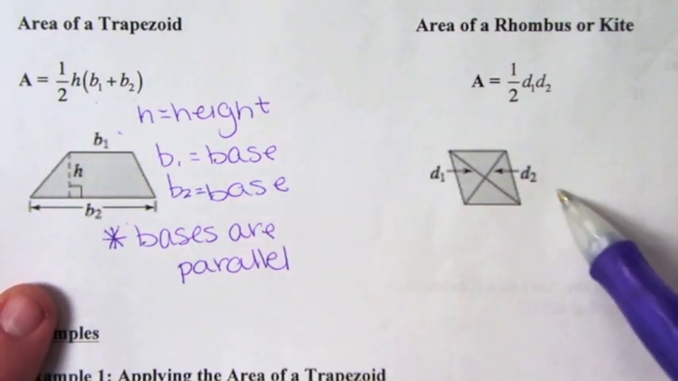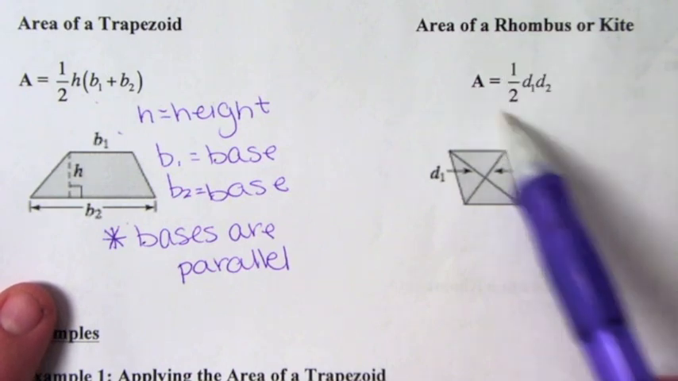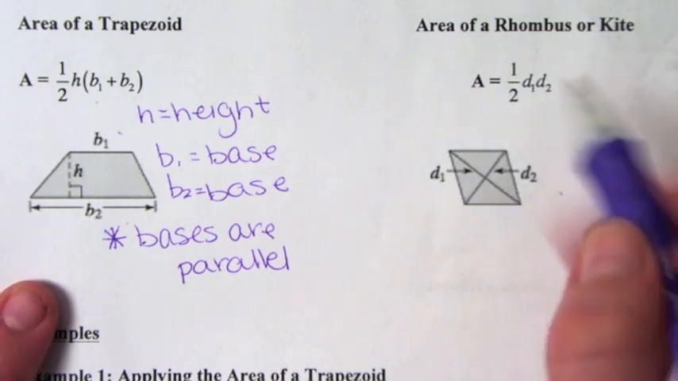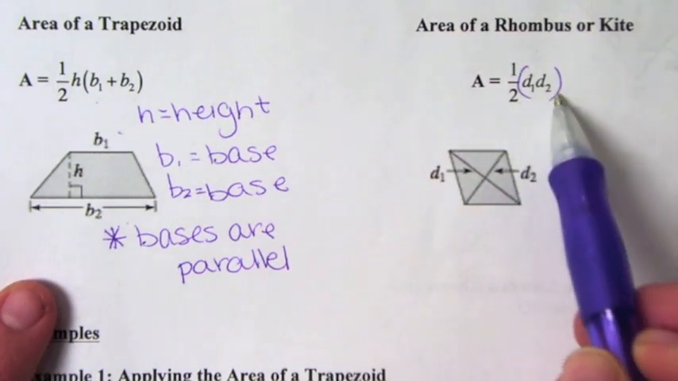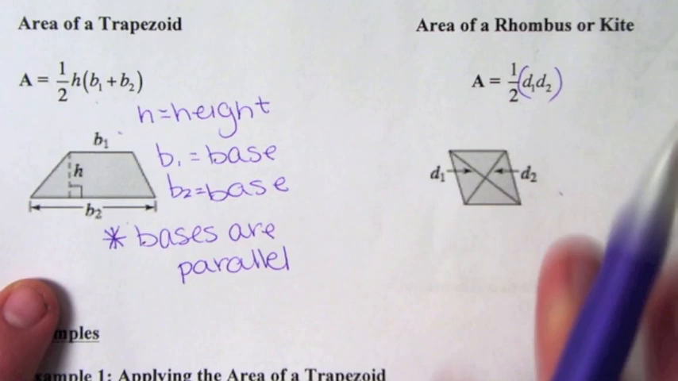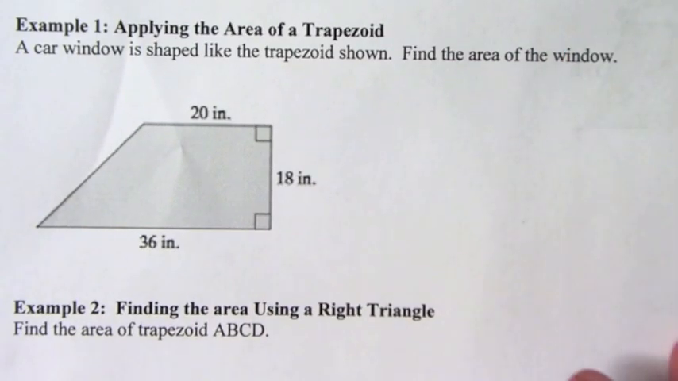All right, and then we move over here to the area of a rhombus or a kite, and we have 1/2 times the product of the two diagonals. All right, so let's go ahead and just try one. The area of a trapezoid.